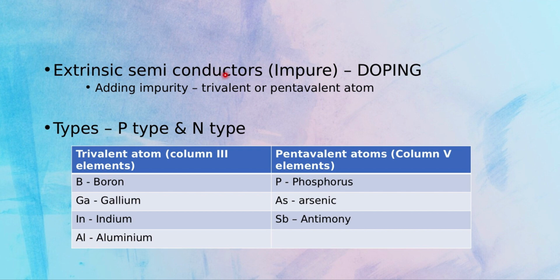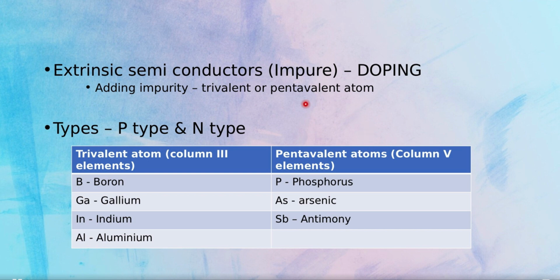When we add a trivalent impurity to a pure semiconductor, it forms a p-type semiconductor. When we add a pentavalent impurity to a pure semiconductor, it forms an n-type semiconductor. So what do these trivalent and pentavalent atoms mean? A trivalent atom has 3 electrons in its valence shell. Some examples are boron, gallium, indium, and aluminium. All group 3 elements of the periodic table have 3 electrons in their valence shell, forming a p-type semiconductor.